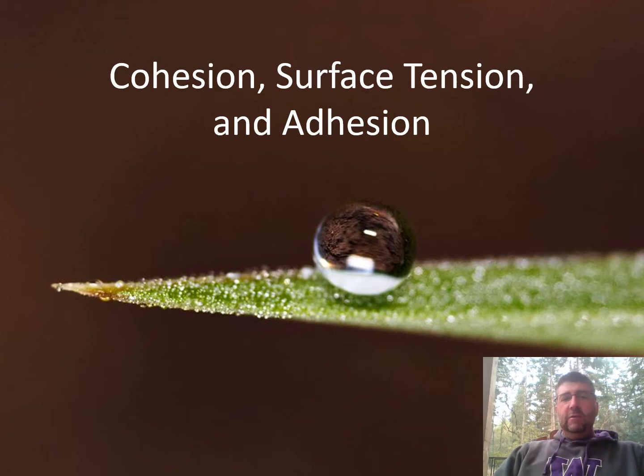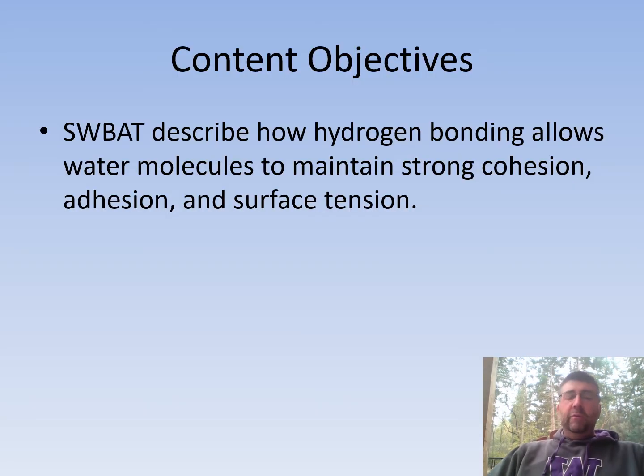Today's lesson is cohesion, surface tension, and adhesion. Let's get started. We're going to focus on how hydrogen bonding allows water molecules and other substances to maintain their cohesion, adhesion, and surface tension. We're going to define what those terms are and talk about why they're so critically important to how natural systems function.